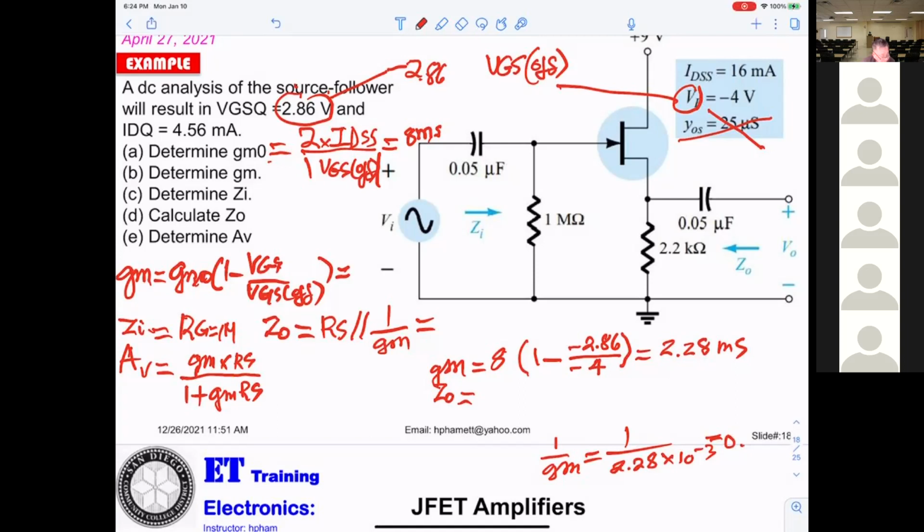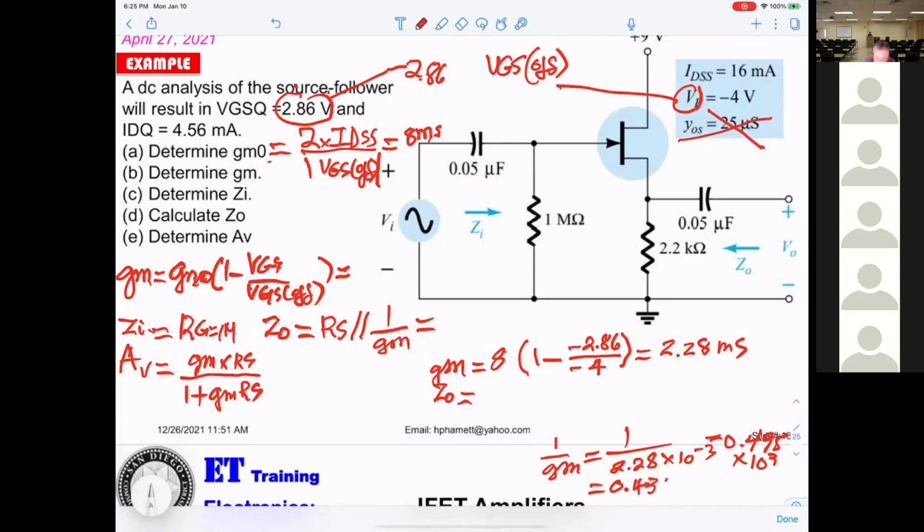Four, 3, 9. Times 10 power 3. Okay, so basically 1 over GM equal 0.439 kilo ohm.